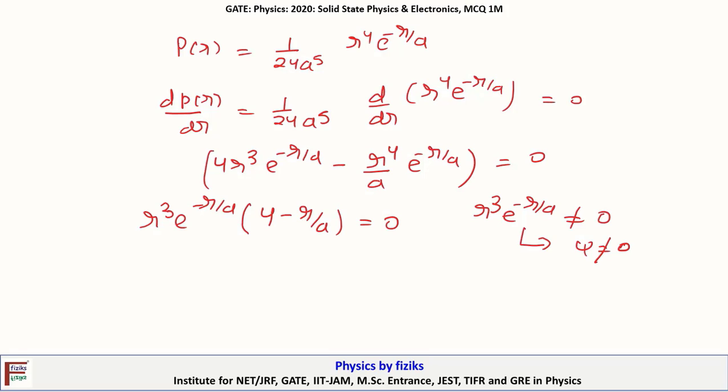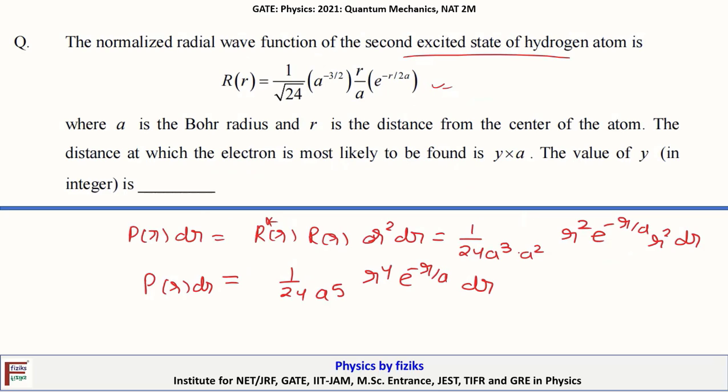As psi is not equal to 0, that means 4 minus r/a equals 0, which implies r equals 4a. So the distance at which the electron is most likely to be found is 4a. So here the integer value is 4.